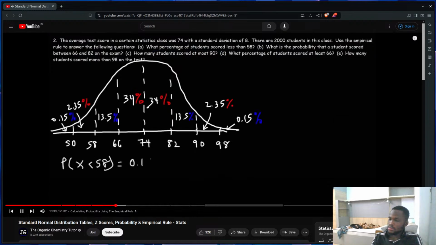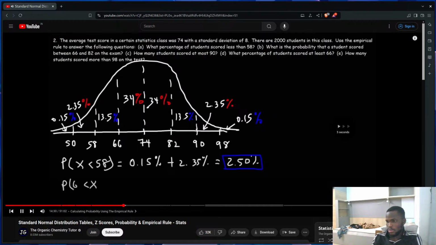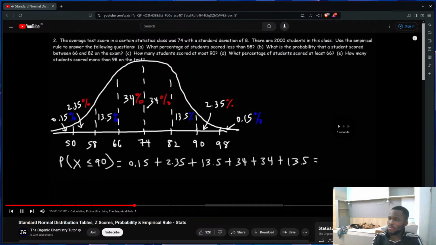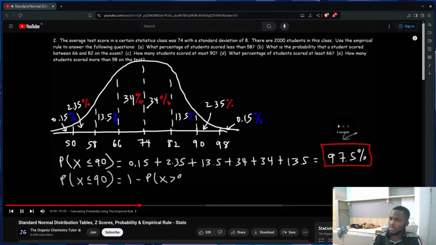To do is just add the 0.15% values, because we're selecting a student who scored a 58. And that's going to give us 2.5%. So in this region, everything below 90, the probability and the calculation for this will be easier. Now, of those values as percent, 97.5. Part C asks us how many students scored at most 90.